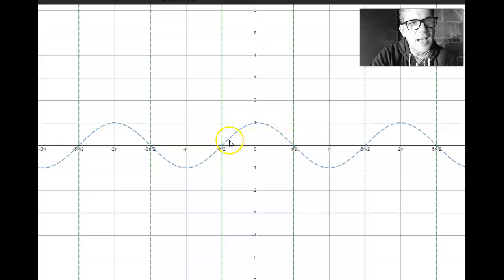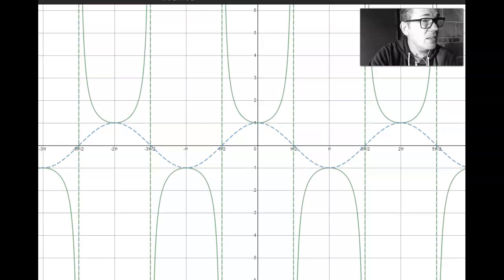Same thing on this side. As I approach negative pi over 2 from this side of the asymptote, it's very, very tiny, but it's also positive. So the secant, the reciprocal of very, very tiny and positive, is very, very huge. On the other hand, in this area, the cosine value is very, very tiny and very, very negative. So its reciprocal is going to be hugely negative. And that's how we're getting these crazy U-shaped things.